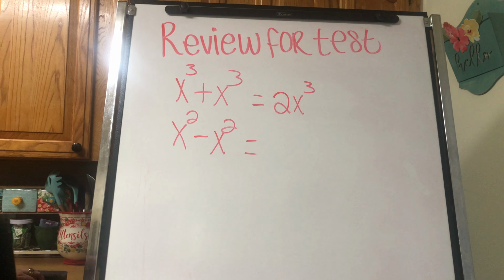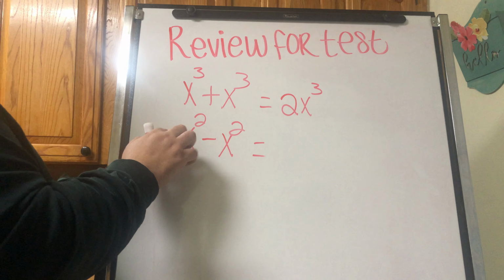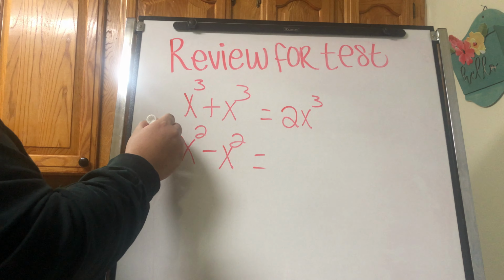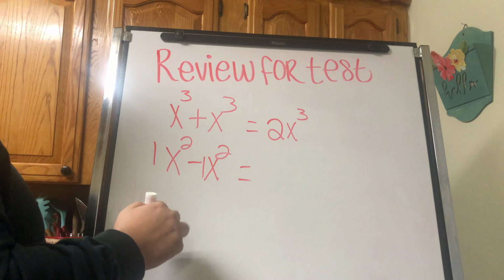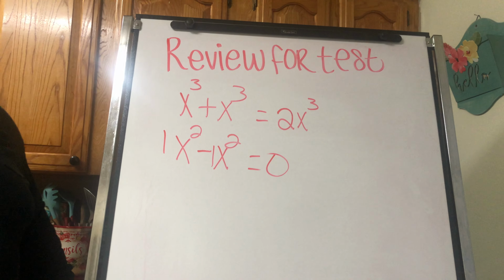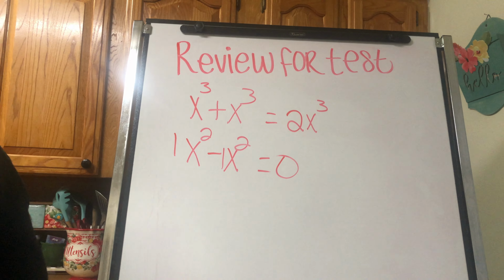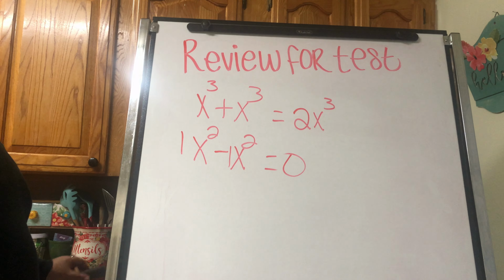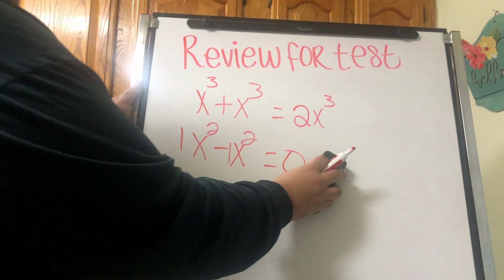And then the bottom. Notice, no coefficients written, right? But you always assume it's 1. 1 minus 1 is 0. So this will be 0. They just cancel each other out. It's gone, right? Let's go ahead and move forward to other problems.